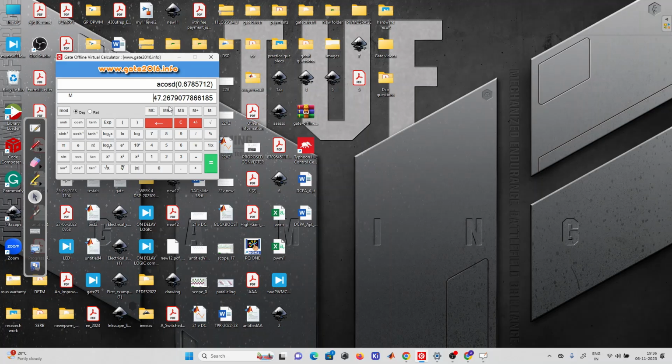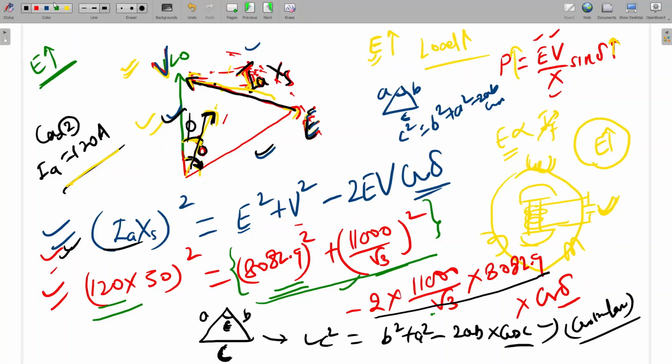Is it visible to all? Calculator values. Is it visible? Anyone can reply? Yes, sir, visible. See, so this is the 47.26. Delta value, 47.26.